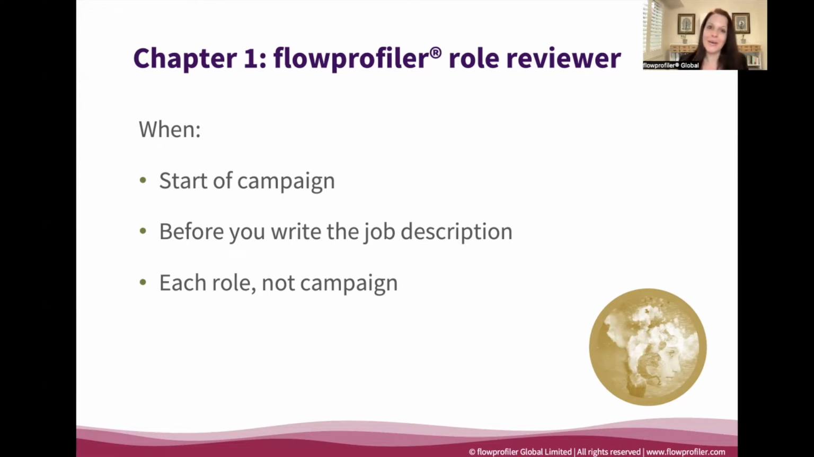The good news is, however, you only need to do this for each role, not for each campaign. What do I mean? If you are on a big recruit for a troop of administrators, you would be doing it for the role of administrators, not each administrator you were recruiting for. So for the role, you only have to do it once, not every time you're recruiting for that role.